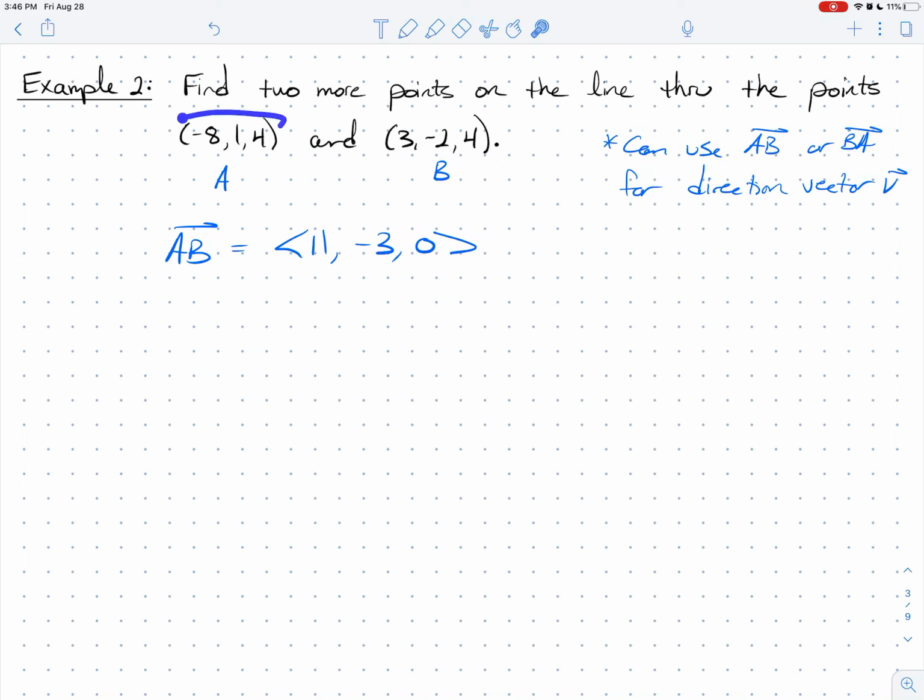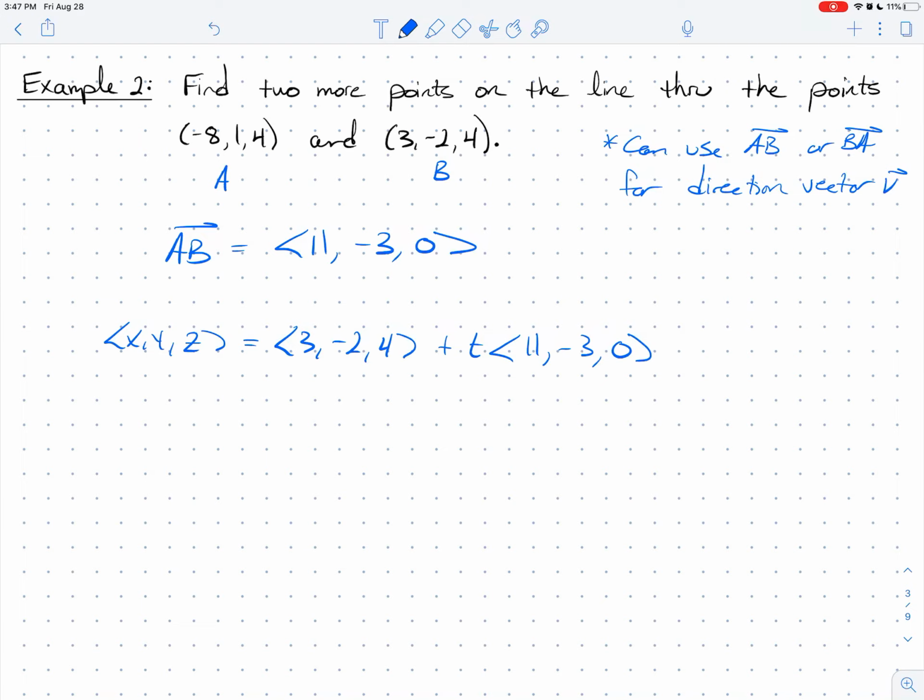Now you can pick either point. It doesn't matter which point you pick to be the point on the line when it comes to our equation. I'm going to pick this one because the numbers are just a tiny bit smaller. Now we can write down our equation. We could say x, y, z equals, we're going to start with our R naught, 3, negative 2, 4, plus t times 11, negative 3, 0.